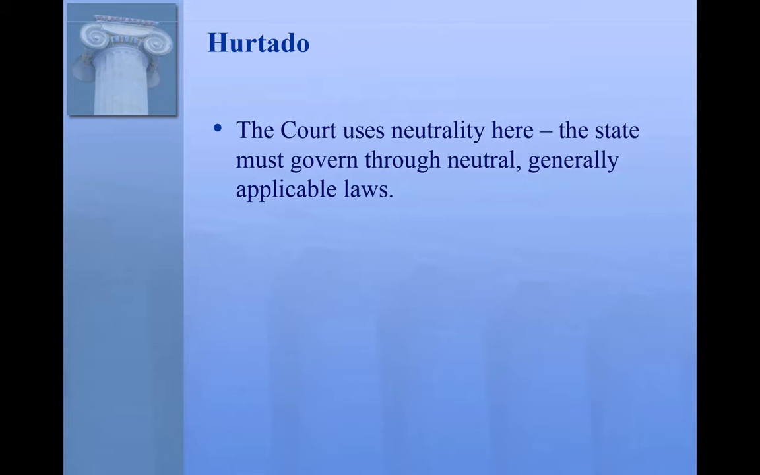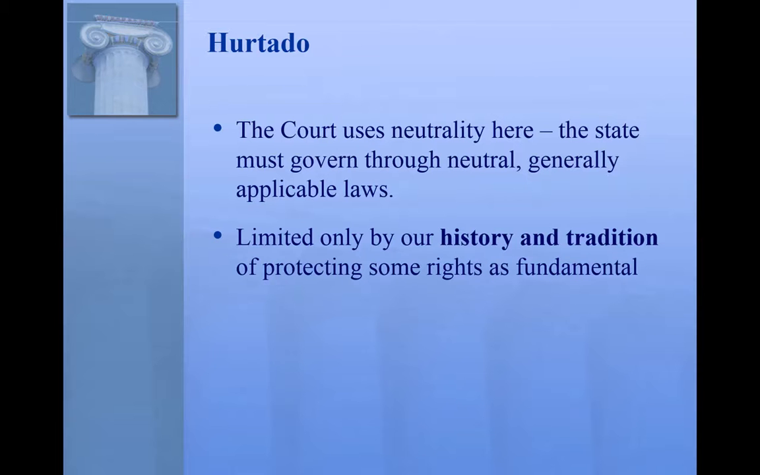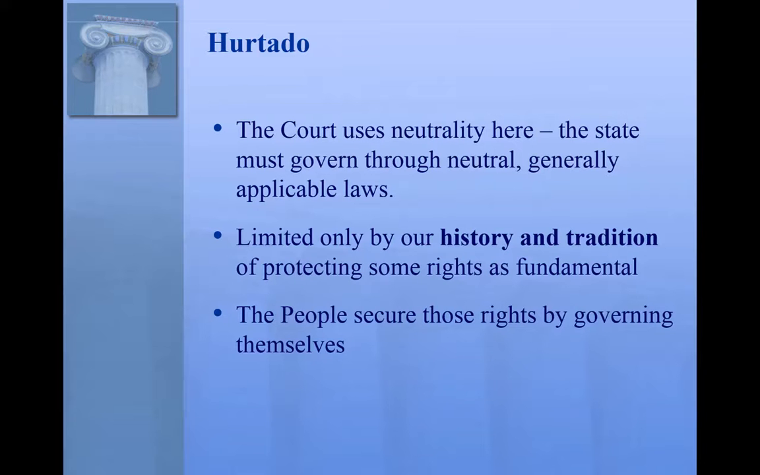So the court uses neutrality here. Actually, the court says that the state has to govern through neutral and generally applicable laws that are limited by our history and tradition of protecting some individual rights as fundamental, and then the people secure those rights by governing themselves. This is another sort of Hawker restatement of that three-part test. The state must govern through laws of general applicability that are limited only by some rights that we have historically and traditionally protected. Oh, and by the way, did we mention that the people secure those rights by governing themselves?